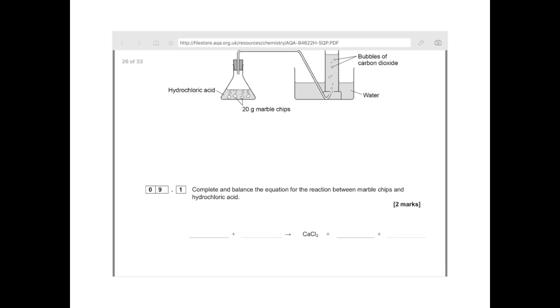Anyway, I digress. Complete and balance the equation for the reaction between marble chips and hydrochloric acid. Never mix your symbols here. Symbol and words, we can see straight away that we need symbols because of calcium chloride. So first of all, we've got hydrochloric acid, which is HCl. The formula of marble chips is limestone, so that's CaCO3, and then that produces carbon dioxide and water. You do just need to learn this, and then just have a quick check and see if it's balanced. No, it's not balanced, so we need 2 hydrochloric acids. Have another look and we can see that it's balanced.